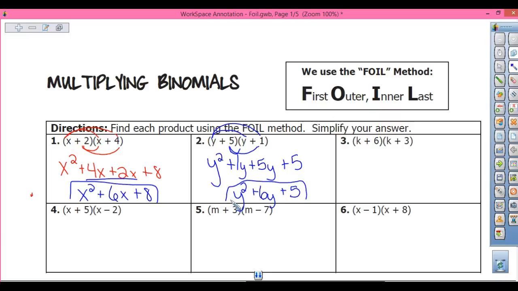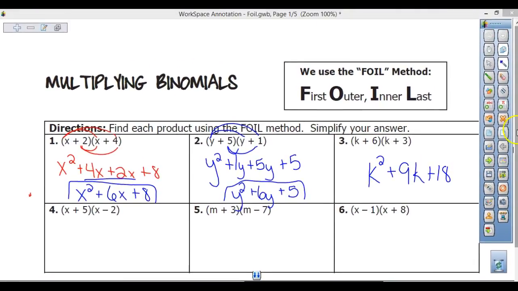So far, so good? Okay, everybody do number 3. K squared plus 9k plus 18. Very good. Did anybody not get that? Good. All right.